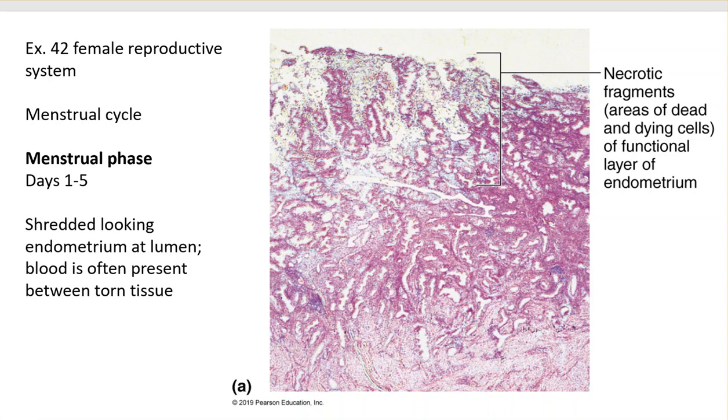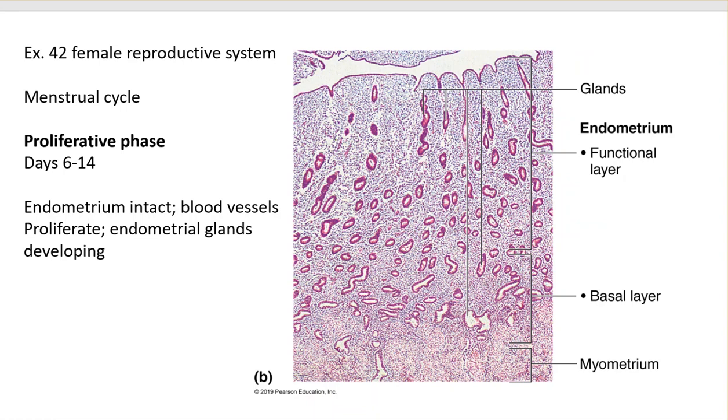If you're looking at the menstrual phase of endometrium, you can bet there's going to be some shredded appearance up here. You might see some red blood cells in the area. We're shedding the endometrial lining, so it's going to look kind of torn, and there's going to be dead cells and stuff, and this is the beginning of the menstrual cycle. So we've just gotten rid of all of our endometrium, and we need to grow it back. That's what proliferative phase is.